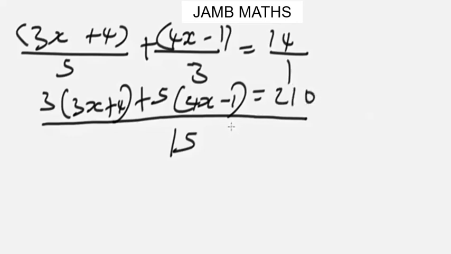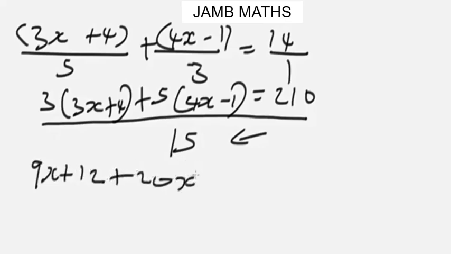Now at this juncture, remember this LCM is no longer relevant. It no longer does anything. So you do as if it's not there. The next step will be, let's simplify the numerator. So it's going to be 3 times what is in this bracket, 3x plus 4. 3 times 3x will give us 9x, plus 12, plus 5 times 4x will give us 20x, minus 5, because 5 times negative 1 gives us minus 5, equals 210.